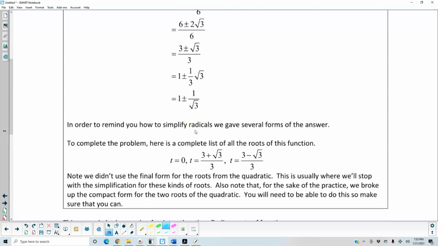3. Now, in order to remind you how to simplify radicals, we gave several forms of the answer. To complete the problem, here's a complete list of all the roots of this function. t is equal to 0, t is equal to 3 plus the square root of 3 over 3, and t is equal to 3 minus the square root of 3 over 3. Note, we didn't use the final form of the roots from the quadratic. This is usually where we'll stop with the simplification for these kinds of roots. Also note that, for the sake of practice, we broke up the compact form for the two roots of the quadratic. You will need to be able to do this, so make sure that you can.